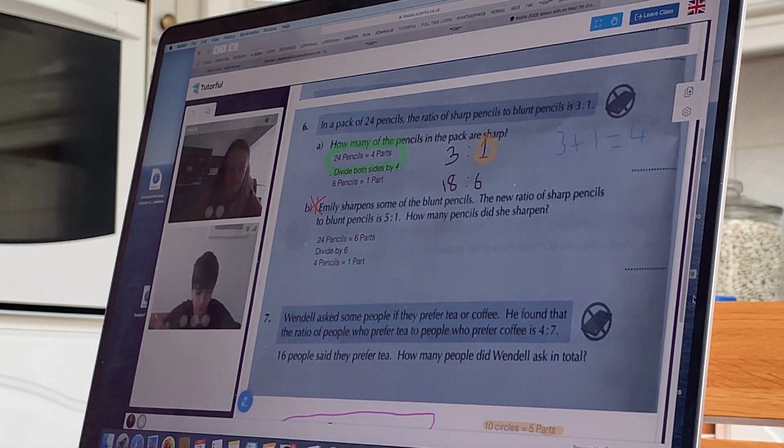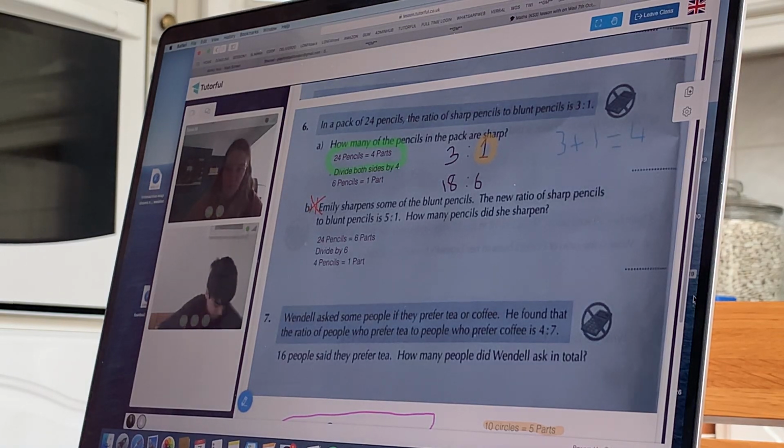Can we do a bit more ratio questions, because the 4, 6, the pack, it wasn't really getting properly. No problem. Do you want to do number 7, or do you want to do a totally different ratio question? Can we do number 7? Yeah, we'll do number 7.